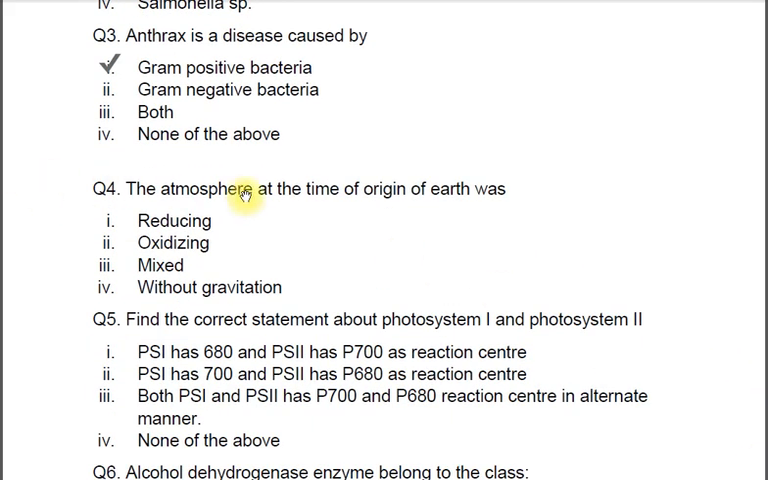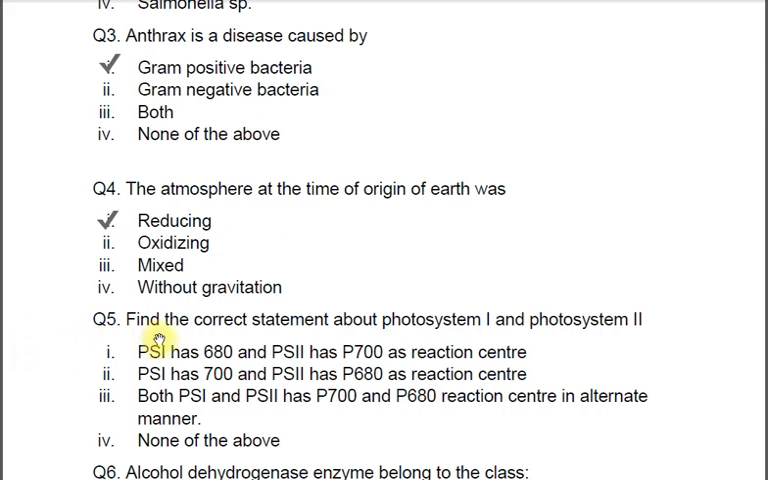Question number 4. The atmosphere at the time of origin of Earth was 1 reducing, 2 oxidizing, 3 mixed, 4 without gravitation. So the correct one is reducing. When there was the time of origin of the earth, then there was no oxygen. The gases which were prominent were nitrogen and carbon dioxide.